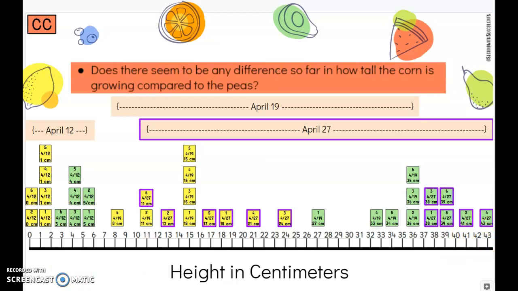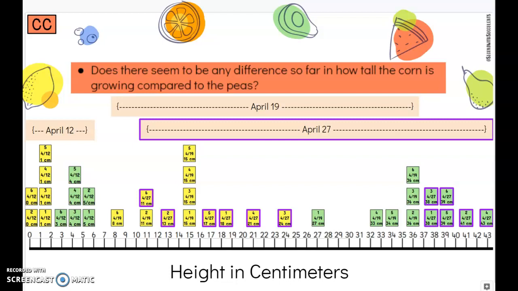Now let's think a little more about how our plants are growing. Does there seem to be a difference so far in how tall the corn is growing compared to the peas? Think about their height. Are they the same heights today? Are they close? Is one growing faster? You may have noticed a few different things.